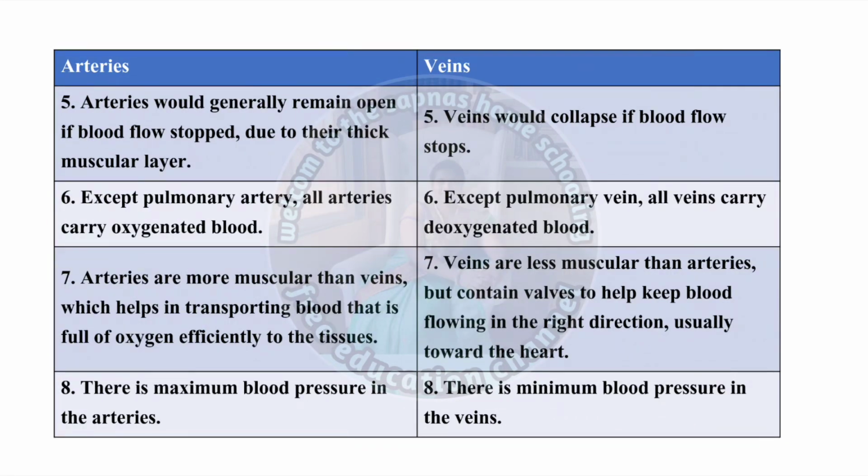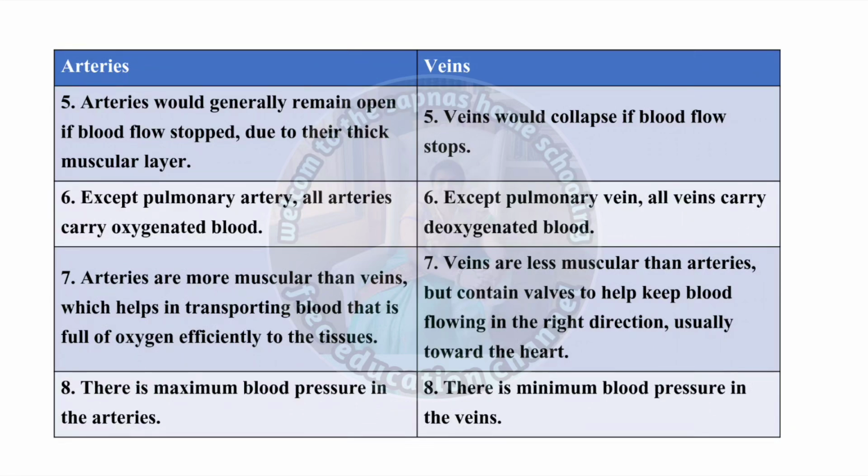Arteries would generally remain open if blood flow stopped due to their thick muscular layer. Veins would collapse if blood flow stops. Except the pulmonary artery, all arteries carry oxygenated blood. Except the pulmonary vein, all veins carry deoxygenated blood. Arteries are more muscular than veins, which helps in transporting blood that is full of oxygen efficiently to the tissues.